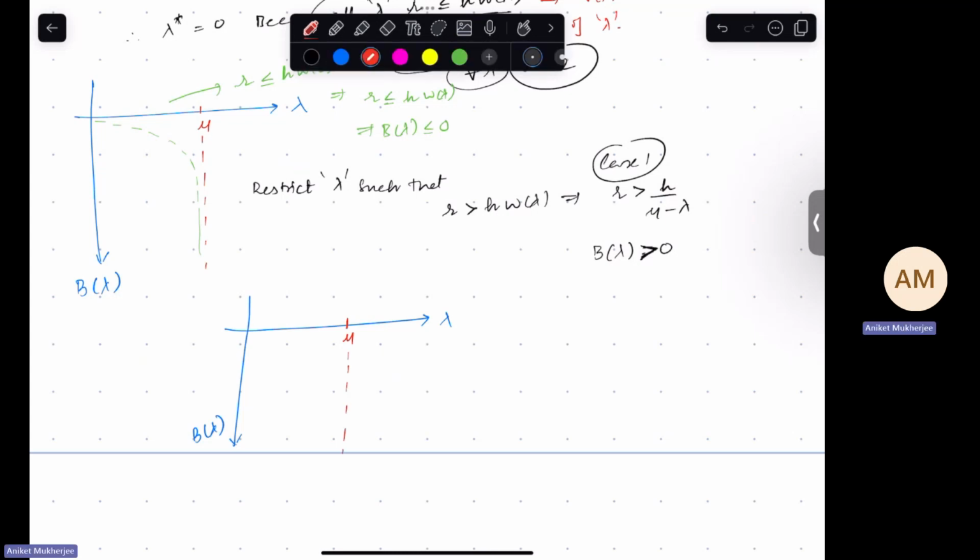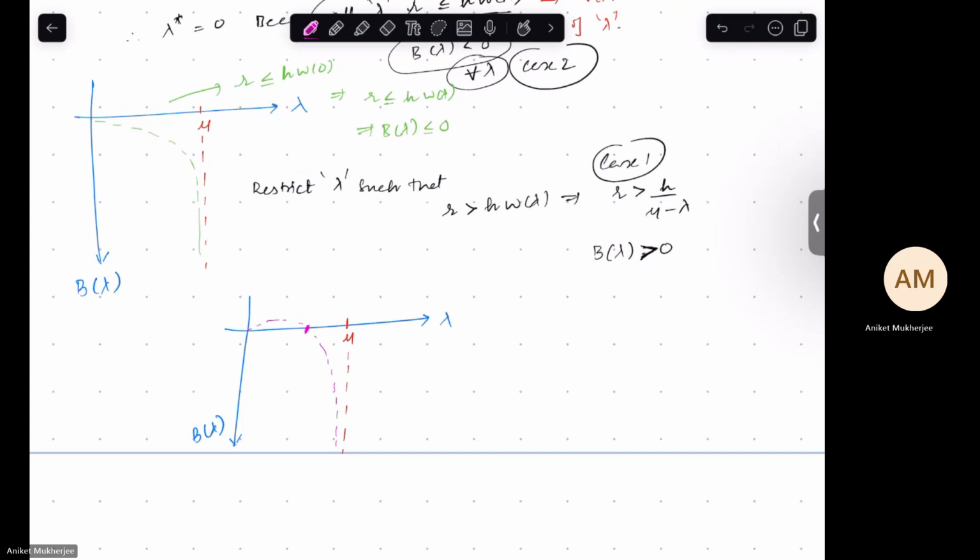But now beta is not always 0. It has some positive values, but it is also decreasing. So there can only be one crossing, right? So we need to find this crossing. That crossing can be achieved by making beta lambda equal to 0.